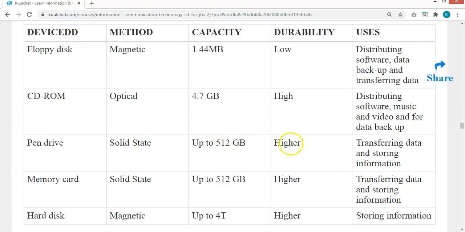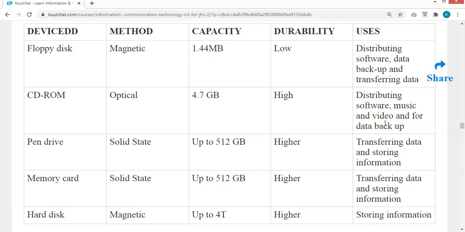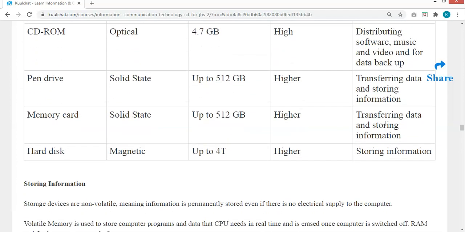The durability is higher because you can use a pen drive for as many years as you wish. I have a pen drive that I bought and I've been using for over 3 years now, and I know many other pen drives last longer than that. The pen drive is also used to transfer data and store information. A CD is also used for distributing software, music and videos. Then we have the memory card. It also uses the solid state type.